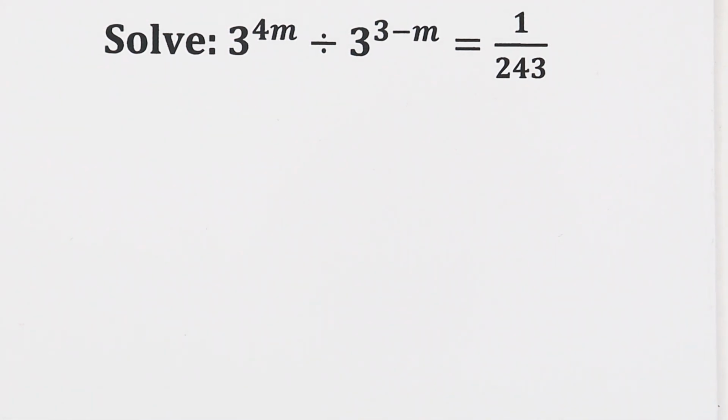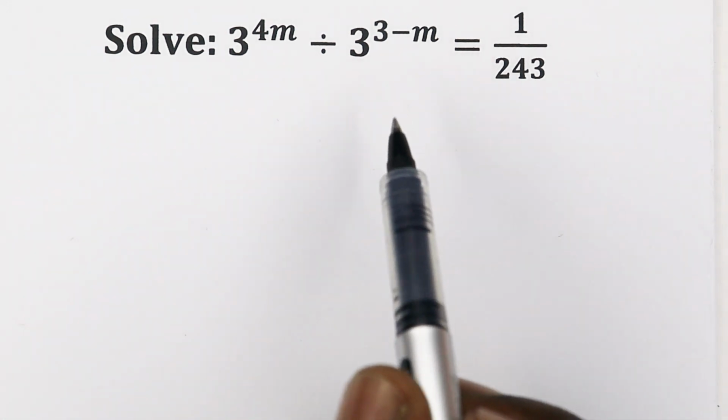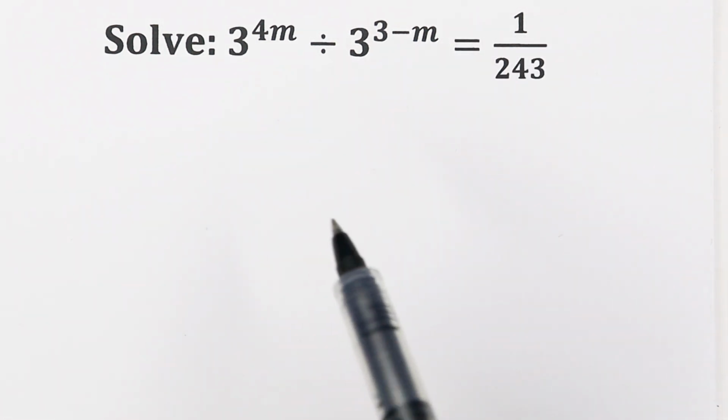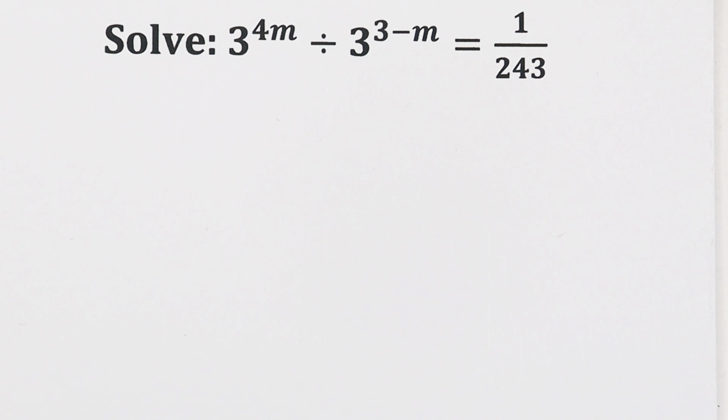Let us solve this nice question. So we have to solve 3 raised to power 4m divided by 3 raised to power 3 minus m is equal to 1 over 243. So the first thing you need to do is just make sure that you're dealing with common bases if this is to be laws of indices.